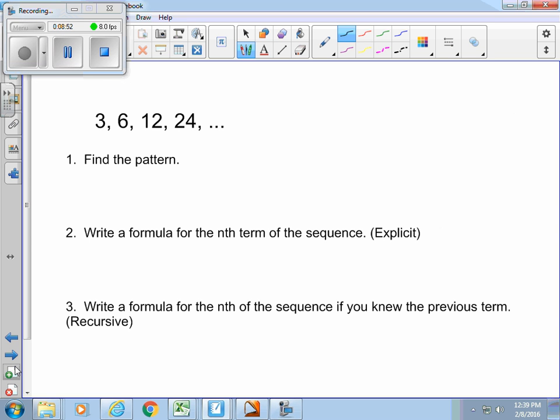Okay, so next, what's this pattern? Multiplied by 2. So this is geometric then? This is geometric. So day number 2 in Algebra 2. Oh, it might have been day 3. Write the formula for the nth term of the sequence.